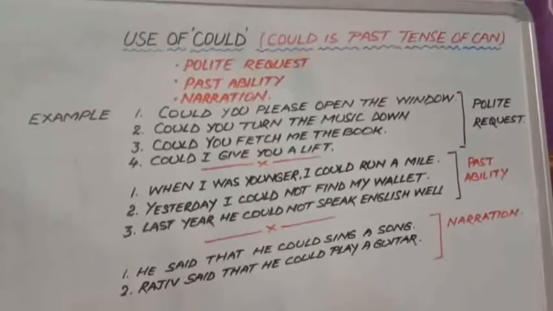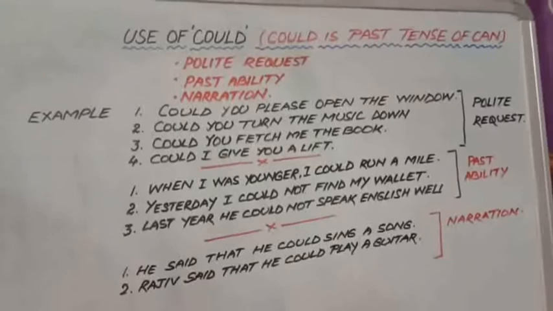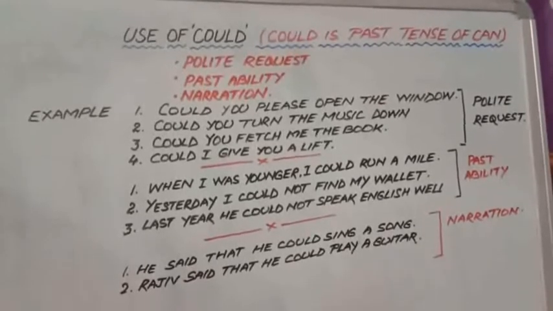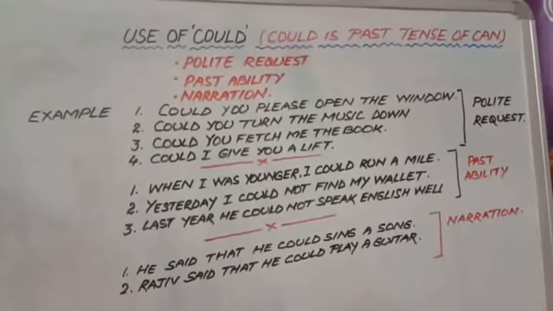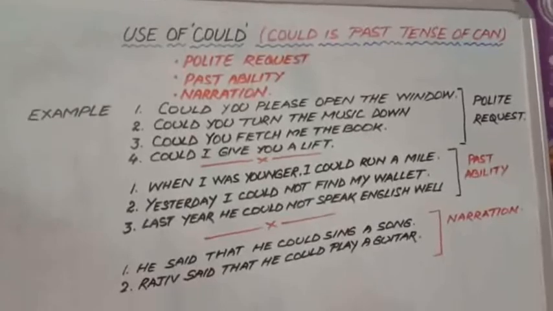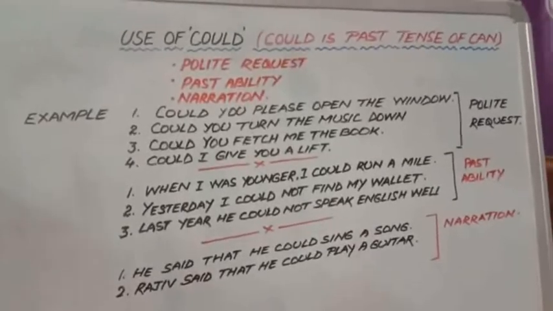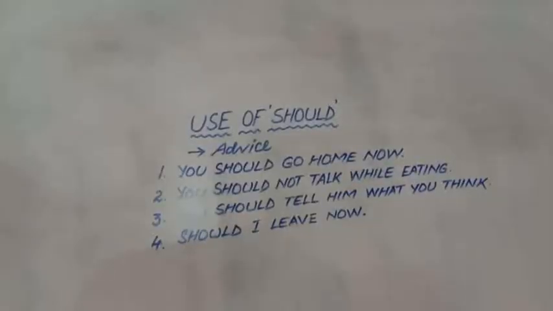Same with the next sentence. Rajiv said that he could play a guitar. So again, the word could is used in narration. So I think you have understood the use of could. Now children, we will start the use of should, and should is used to show advice. When we give advice to somebody, we use should.